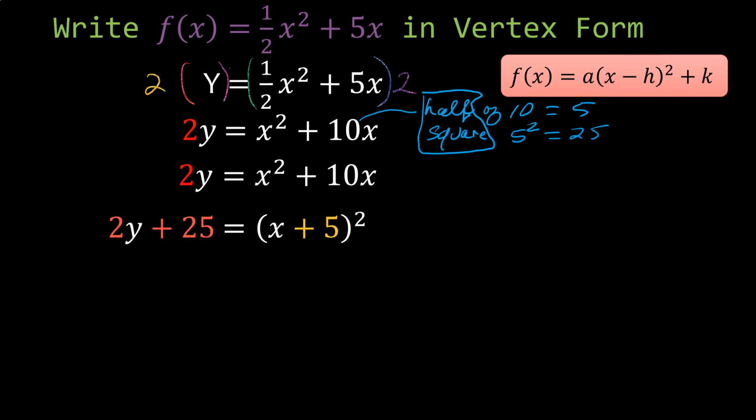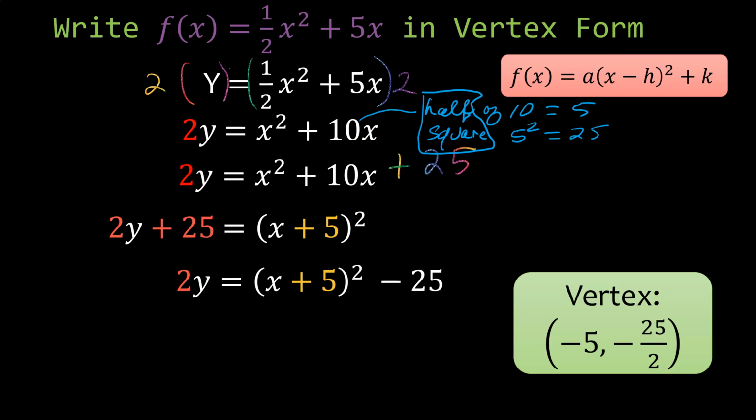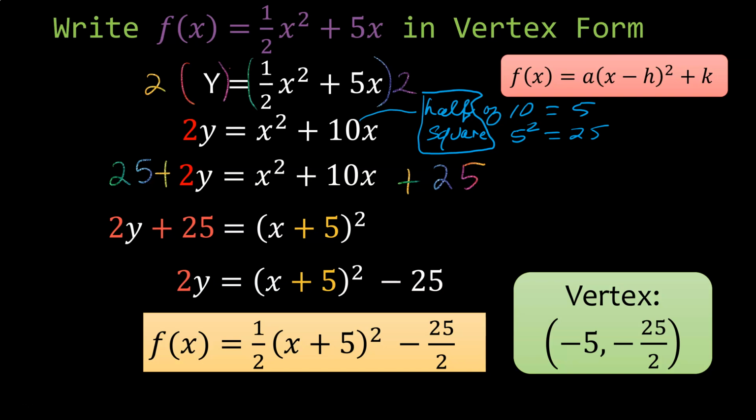Then what we're going to do is undo everything and move everything back. So minus 25 and then divided by 2. When we divide by 2, we have 1/2 times (x plus 5) squared minus 25 over 2. So the vertex is (-5, -25/2). And that is how we complete the square.